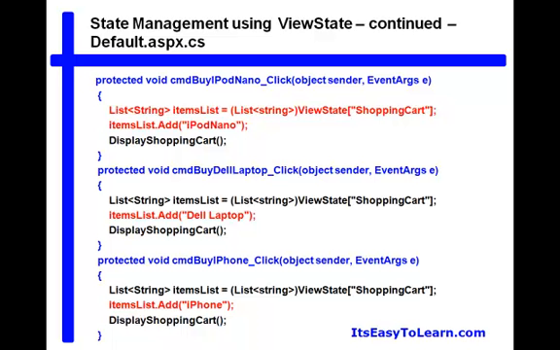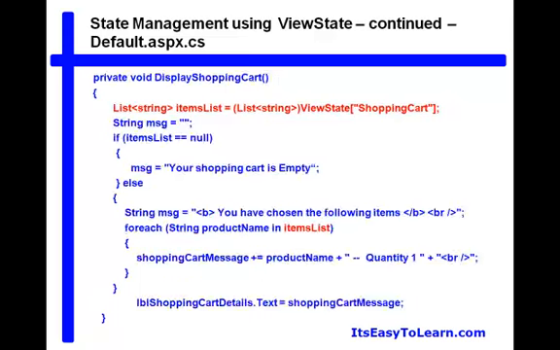Now, remember, the most important point to remember here is we used a view state because the user was within the same page, the products page, right? To display the shopping cart items, we got the view state for shopping cart and we ran through the list of strings, which was the product names. We formed an HTML message and set it as the text for the label called shopping cart details.